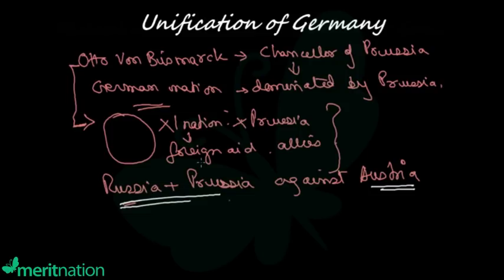Prussia and Austria were powerful entities in the German Confederation, but Prussia wanted to establish a united Germany under its leadership, for which it brought Russia to its side.